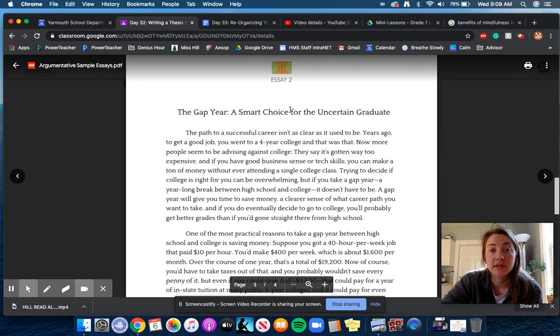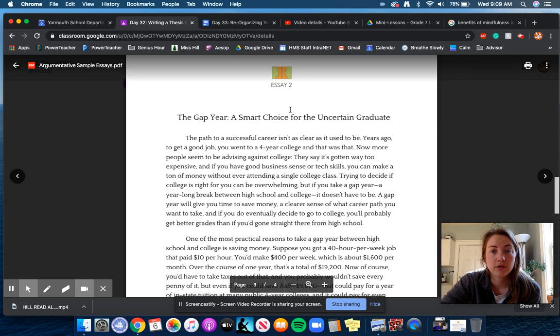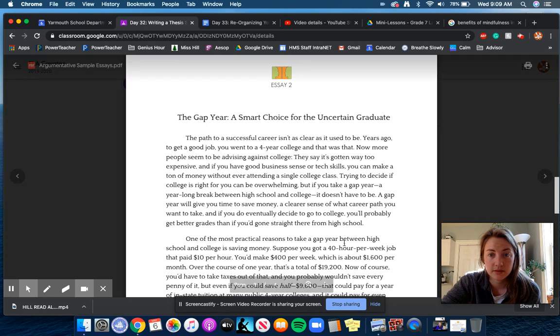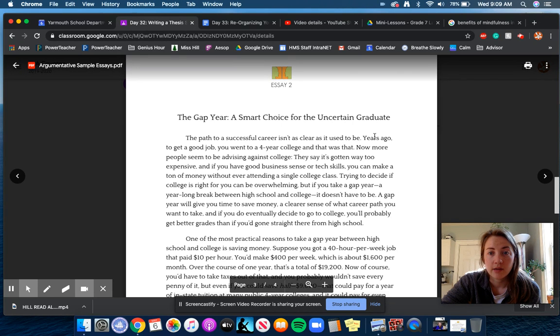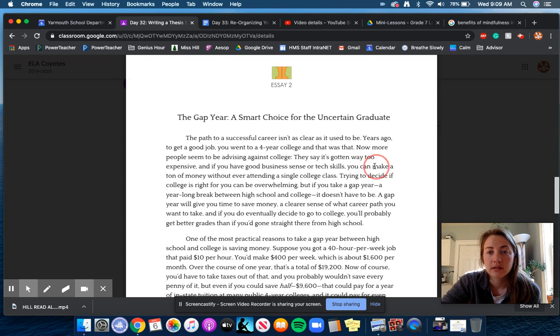So the second essay is called The Gap Year, a smart choice for the uncertain graduate. All right, so again, we're looking ballparkish at the end of that introductory paragraph. In Hangouts yesterday, someone identified this bit as the concession, and I'm going to say that that part is leading up to the concession, but it's not the concession itself. The concession is right here.